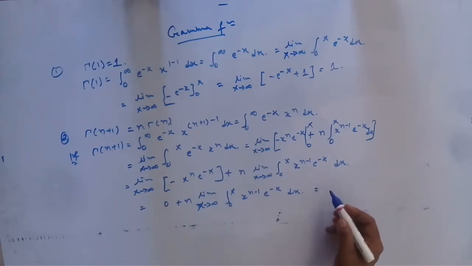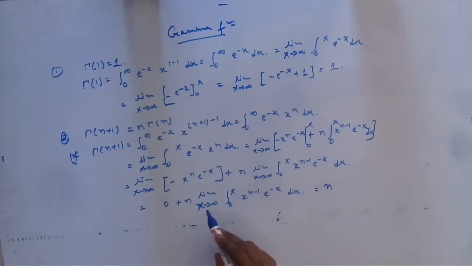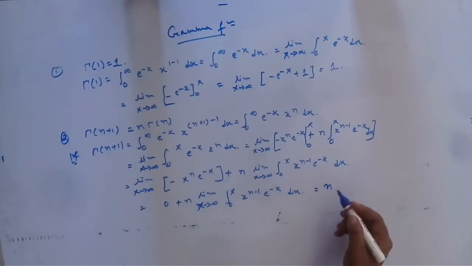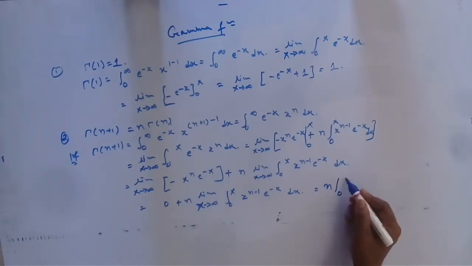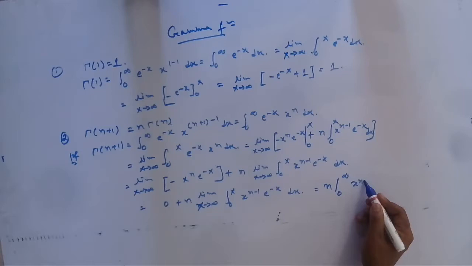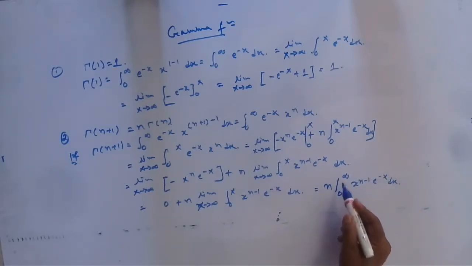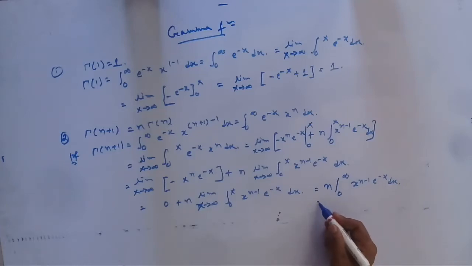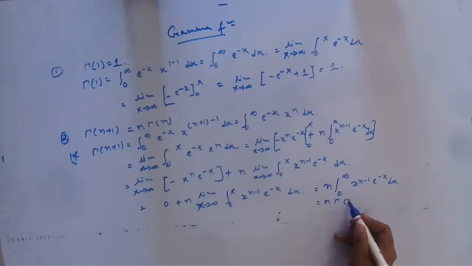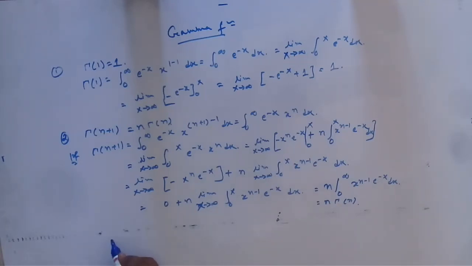And this is n into, by definition of the gamma function, first we write it as integral from 0 to infinity of x to the power n minus 1 e to the power minus x dx, and you can see that this is the definition of gamma n. So this is equal to n gamma n. So we see that gamma of n plus 1 equals n gamma n.